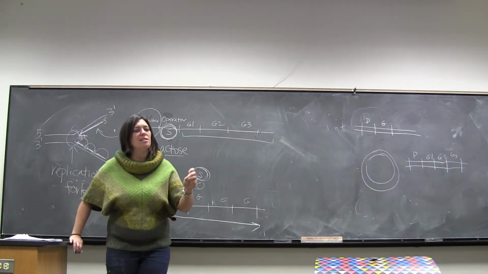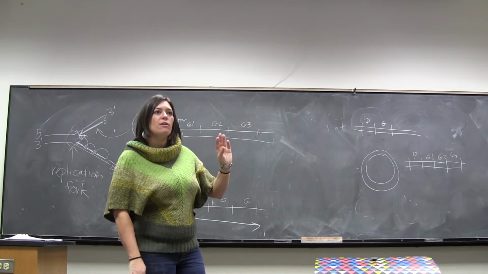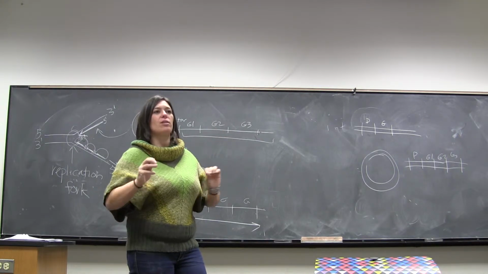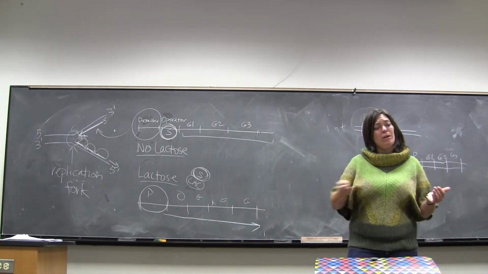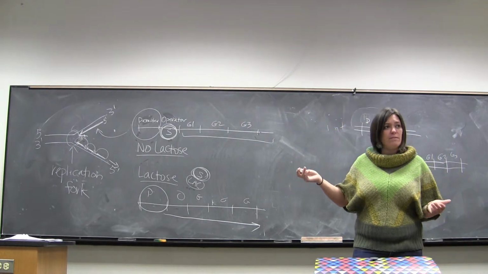If there's lactose present, then the operon is going to be turned on because you're making enzymes that break down lactose. If lactose isn't present, then there's nothing to break down, so there's no point in making a bunch of proteins to break it down if it's not around.